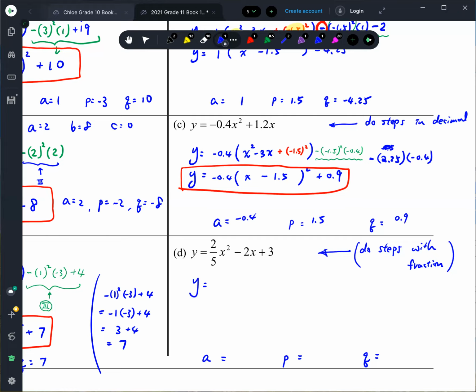Okay, we should be almost done by now. If you're still doing it, you need to speed up. This one might take a little bit longer because of fractions, okay?